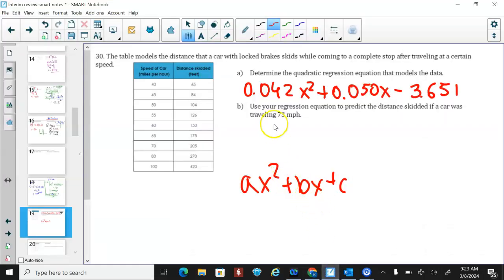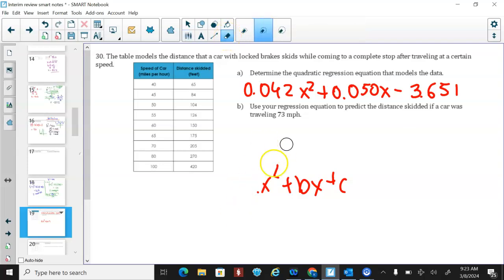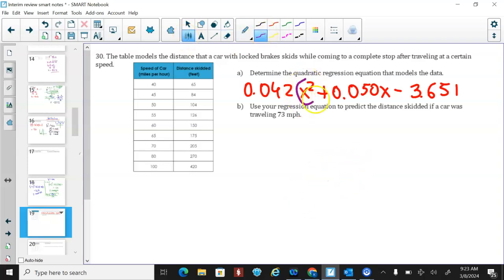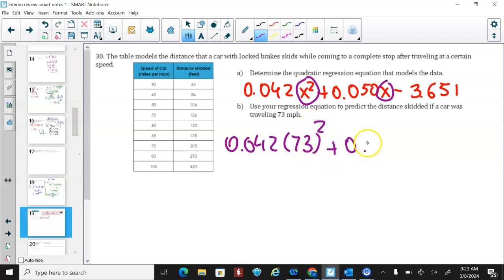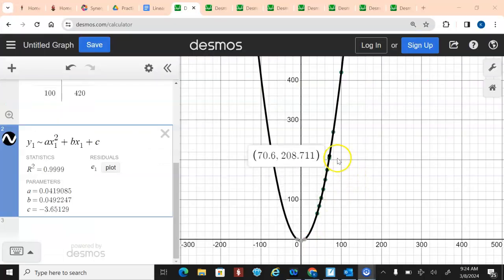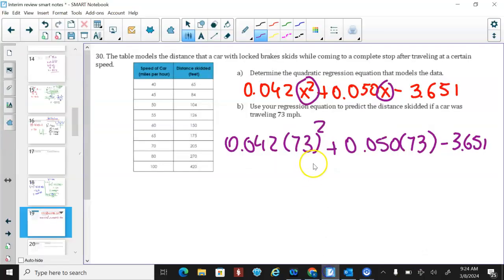Now, here it says use the regression equation to predict the distance skidded if a car was traveling 73 miles an hour. So what we're going to do is take the 73 and plug it back in instead of the x's. So I'm going to have 0.042 times 73, don't forget to square it, plus 0.050 times 73 minus 3.651. Now, when I put it all into the calculator, I should get 233.